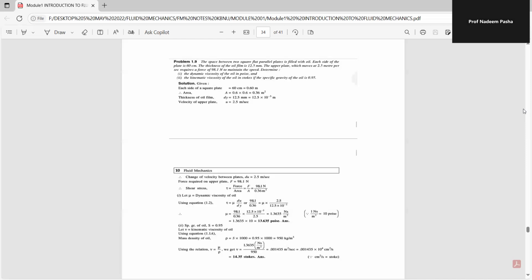So it is also a very interesting problem. So you just read it once again. What is happening? The space between two flat parallel plates is filled with oil.